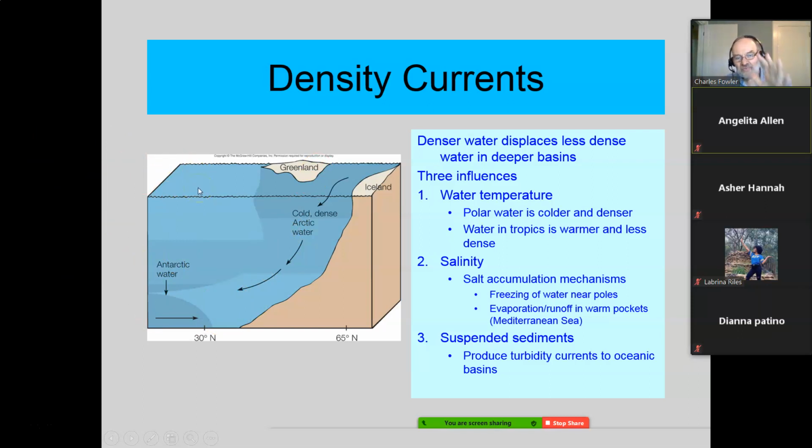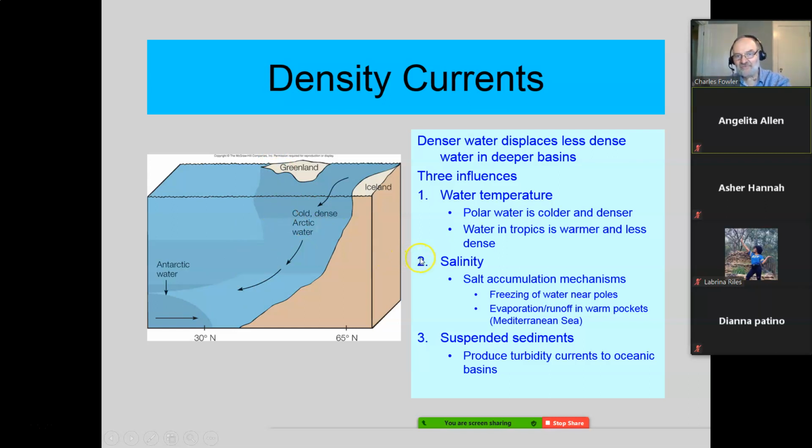Okay, so the temperature differences produce density currents. That's mostly going down and up, and when they're doing that, they're also following the grade, as you see here, down the coast of Iceland, down the coast of Greenland, and so it has some lateral motion as well as depth motion.